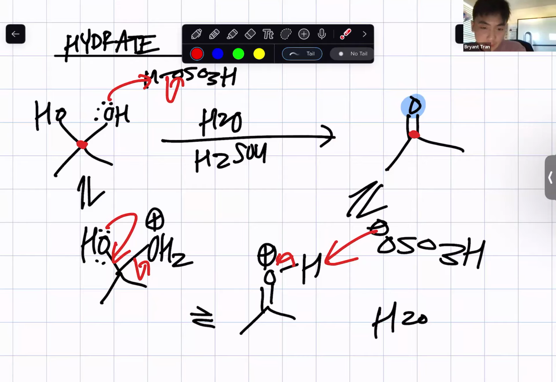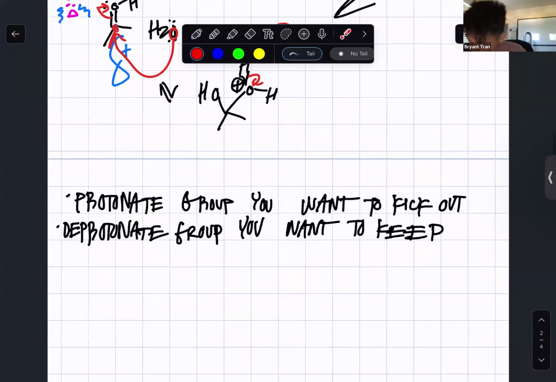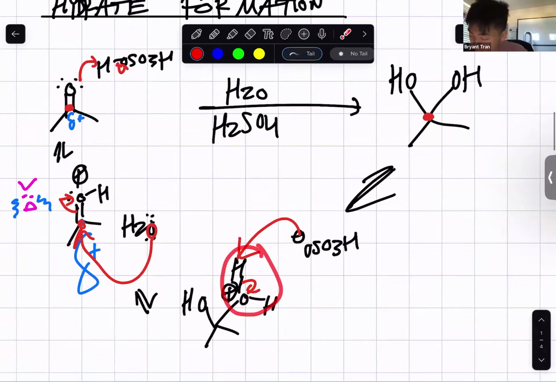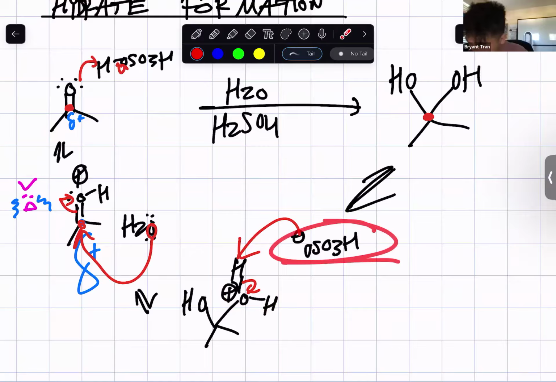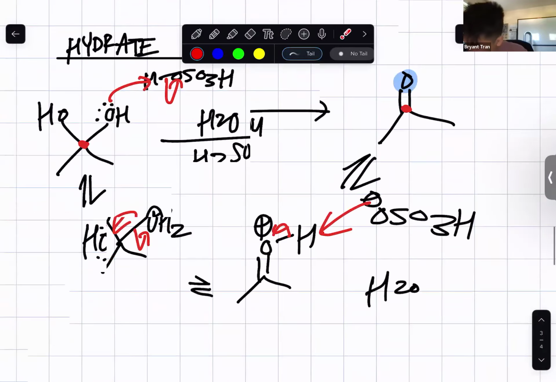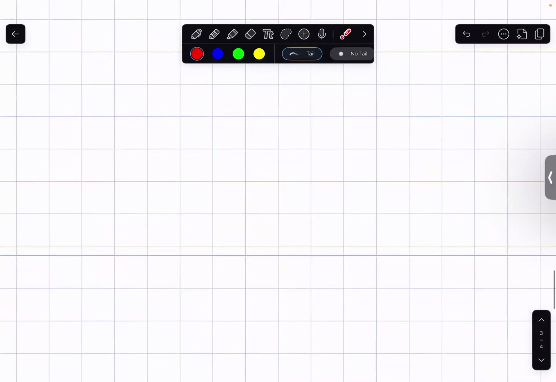And that's the reverse mechanism right there. We saw that we wanted to make this into a good leaving group. So we protonated it to make it positively charged, and then it is a good leaving group. In this example right here, this is a good leaving group, but if we wanted to keep it for the hydrate, we had to deprotonate it with the conjugate base to make it into a bad leaving group. Any questions on this mechanism? Hannah? No. Okay, that's good.